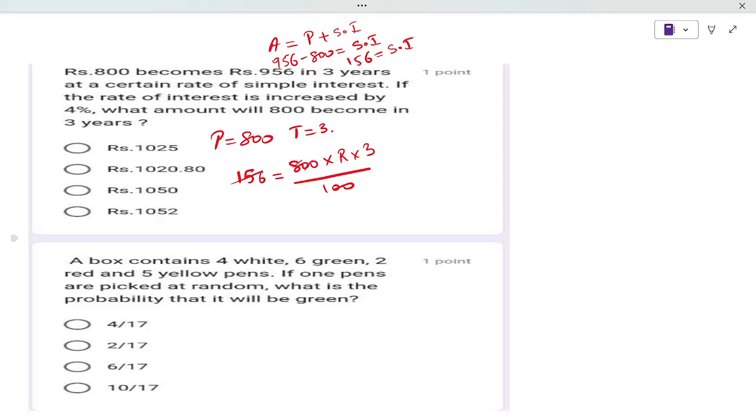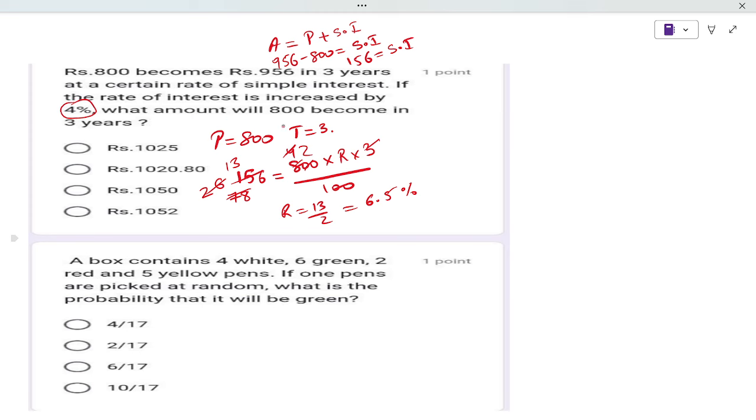Cancel with 8. How many times? 2 4 times, 2 7 times, 2 8 times is 16. 3 1 times, 3 2 times is 6, 3 6 times is 18. So 4 2 2 times, 2 13 times. So here R is equal to 13 by 2, which is 6.5%. Now this 6.5% needs to be increased by 4% more.